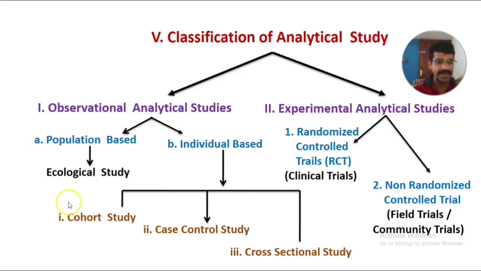Under observational analytical studies, we have population based studies and individual based studies. A population based study example is the ecological study. Individual based studies in analytical study include cohort study, case control study, and cross sectional study. Then experimental analytical studies include two types: randomized controlled trials, RCT, or clinical trials, and non-randomized controlled trials, that is field trials or community trials. For better understanding you can go through my video on classification of epidemiological studies.